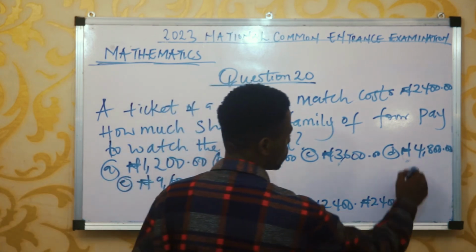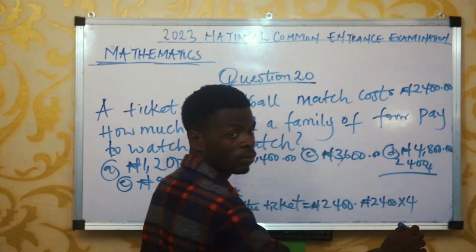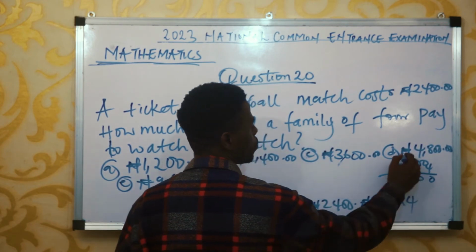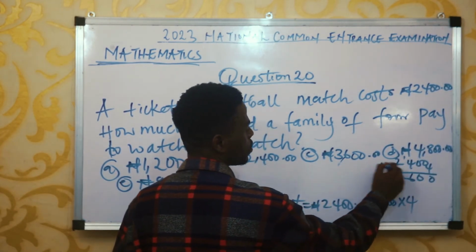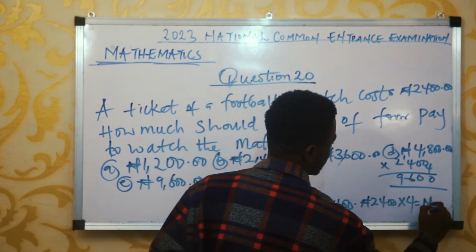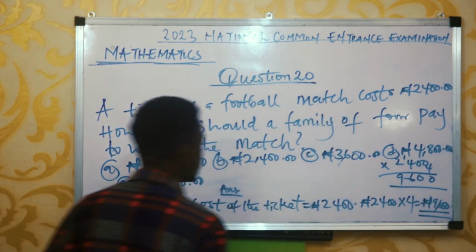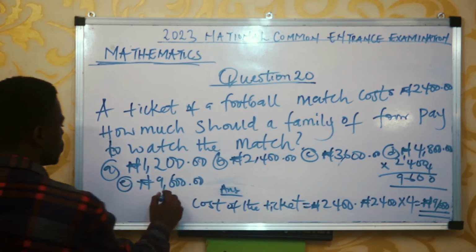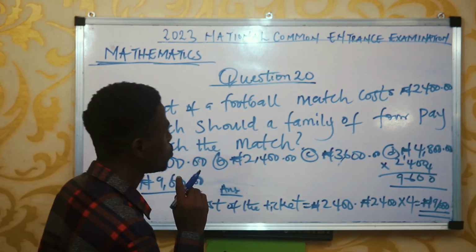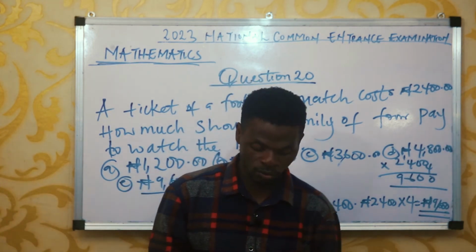So in order to get our answer, 2,400 times 4. Let's go. 4 times 0 gives us 0. 4 times 0 gives us 0. 4 times 4 gives us 16. You take your 1 up. 4 times 2 is 8, plus 1 is 9. So we have 9,600 naira. So definitely our answer is 9,600 naira, if a family of 4 should pay 2,400 naira. Thank you very much.